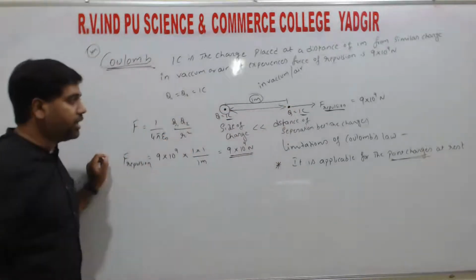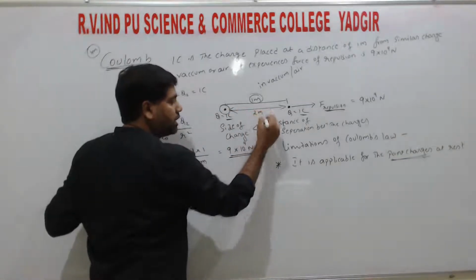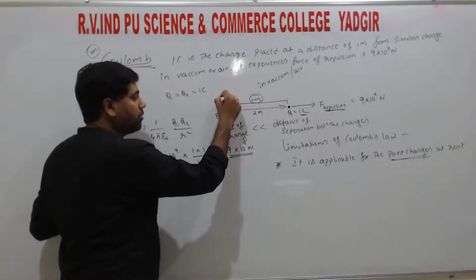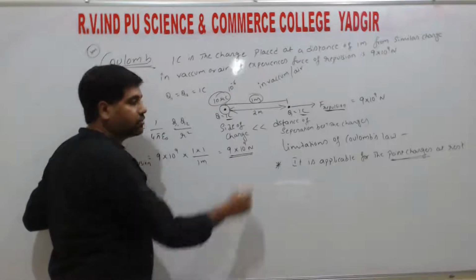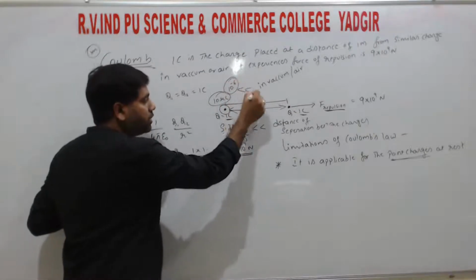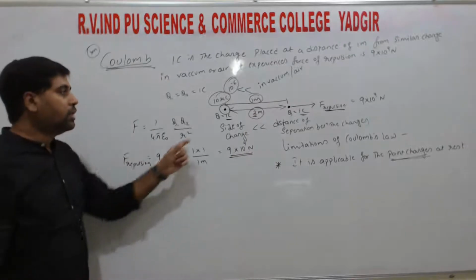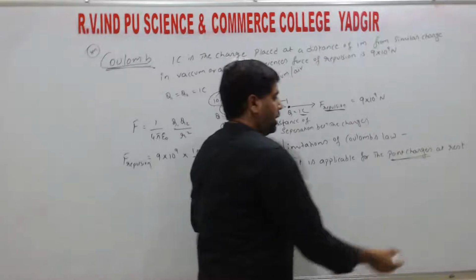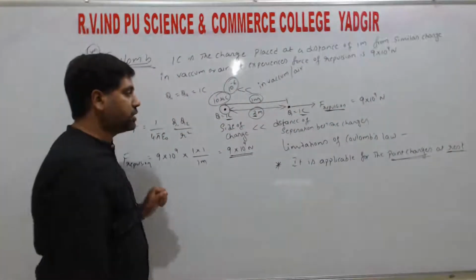In the last class we solved a problem where two charges are separated by some distance, that is 2 meter, but the size of the charge is 10 microcoulomb, which is of the order 10 to the power of minus 6. This size is very small compared to the magnitude 2. This kind of charge we call point charges, and the law is only applicable at rest. This is the first limitation.